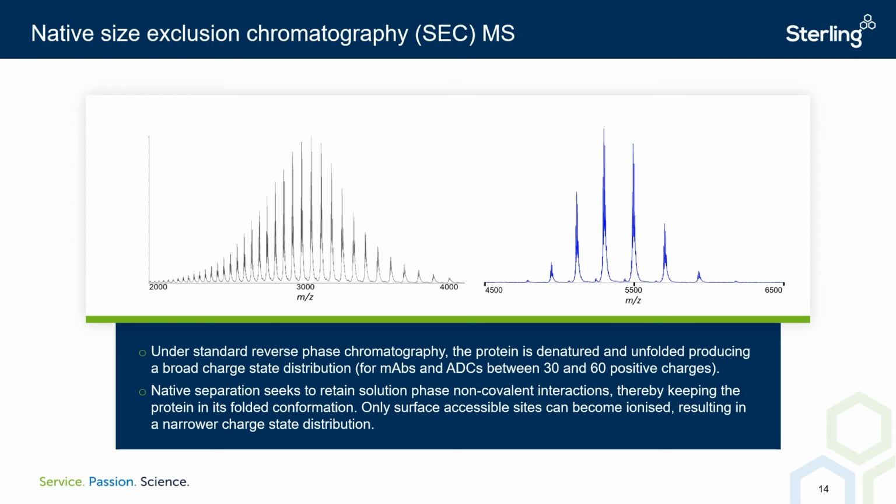Now, native analysis seeks to introduce molecules into the gas phase in a more folded state, keeping the non-covalent interactions bound to each other, keeping it in its folded state as it would be in solution. So on the right-hand side, we can see the same protein, but now ionized via native SEC mass spec. We can see a much narrower charge distribution as the molecule is now folded as it would be in solution, and only surface accessible sites can become ionized. What this means is that we can get an analysis of molecules in the same way as with HIC, with the molecule being intact, rather than individual chains after reduction.